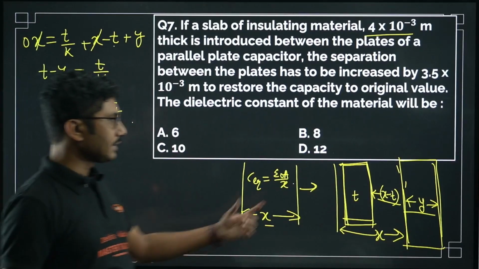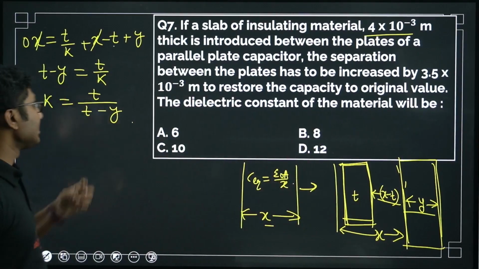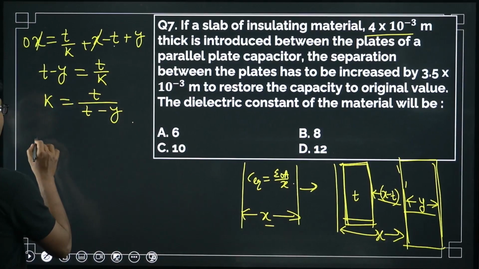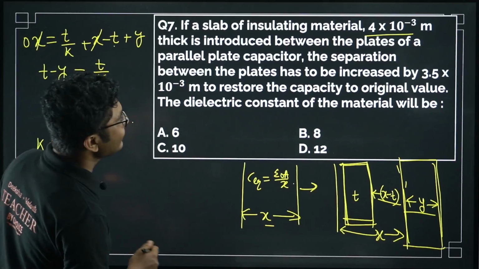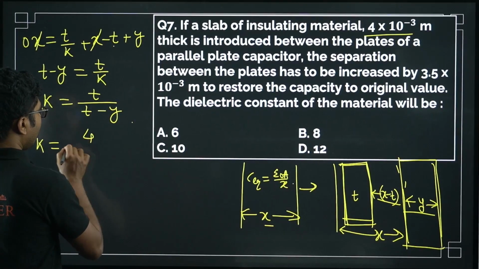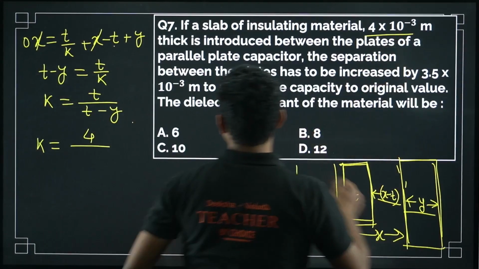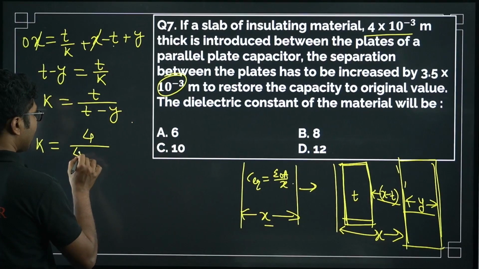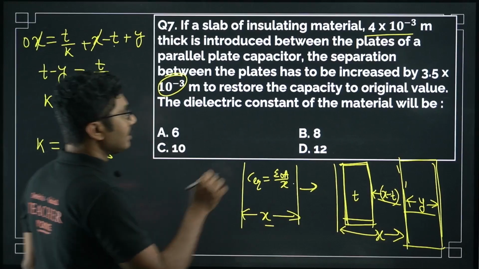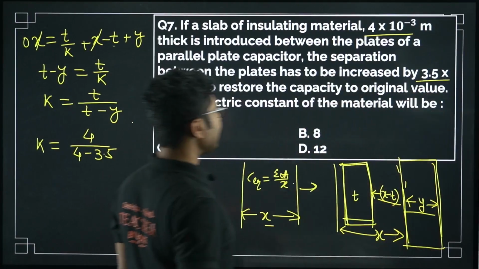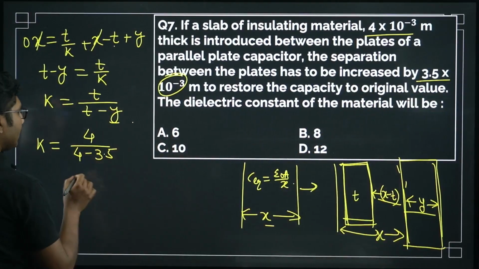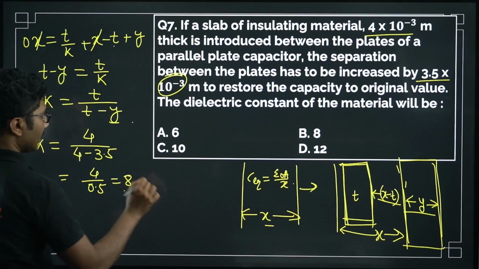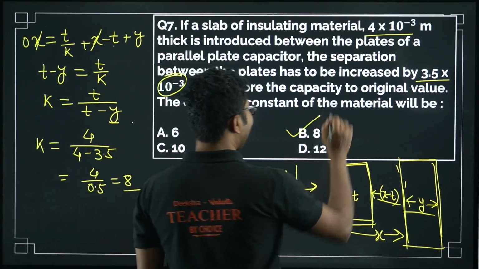You cannot compare the capacitance of this and that. That does not work in this way. Okay, but you have applied this formula. So the dielectric constant: t is 4 times 10 to the power of minus 3. Here also 10 to the power of minus 3. So we are not considering 10 to the power of minus 3 because that will eventually cancel, right? So the separation of air, y, is 3.5, right? So 4 by 0.5 equals 8. So the dielectric constant is 8.